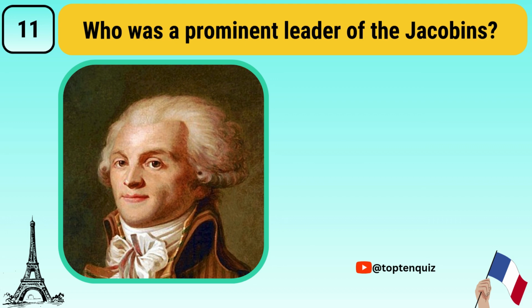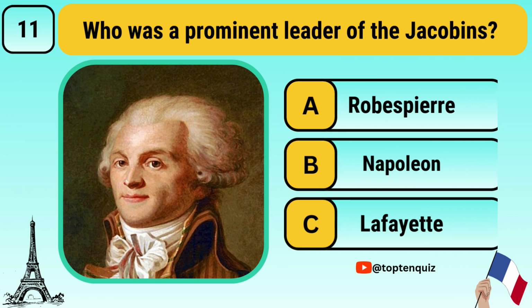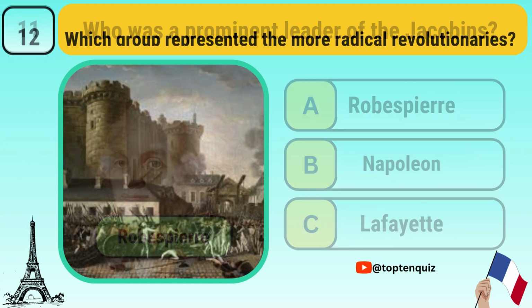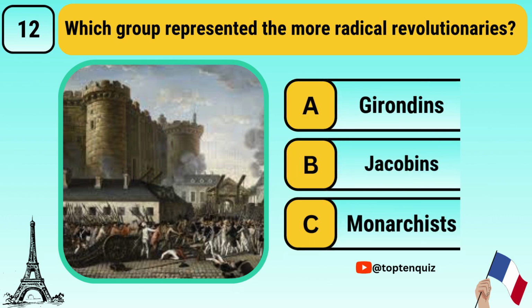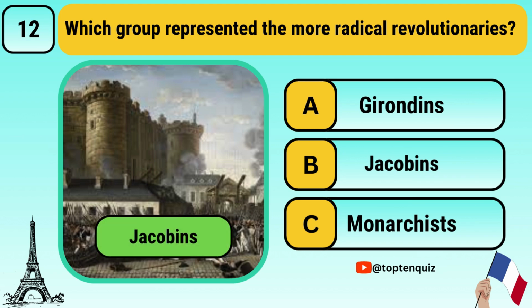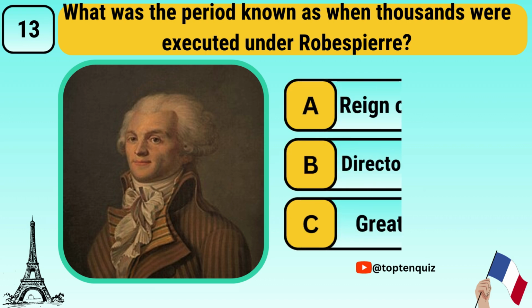Who was a prominent leader of the Jacobins? Robespierre, Napoleon, Lafayette. It is Robespierre. Which group represented the more radical revolutionaries? Option A Girondins, B Jacobins, C Monarchists. It was Jacobins.